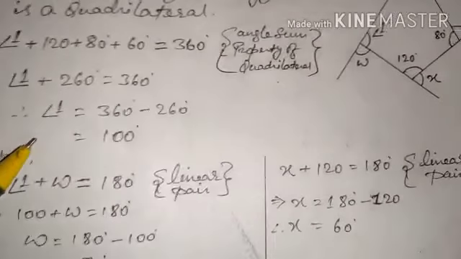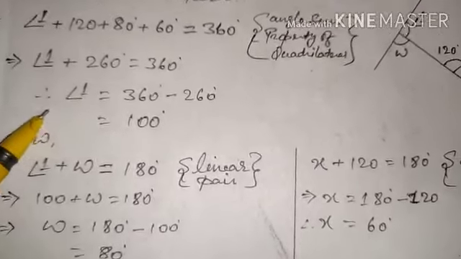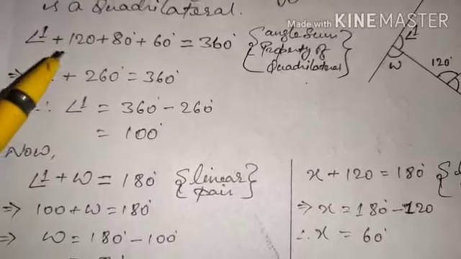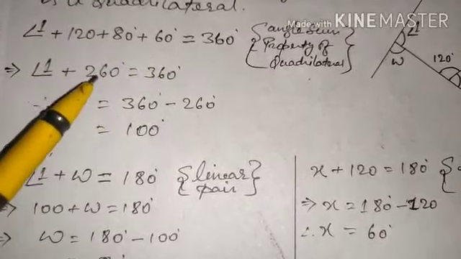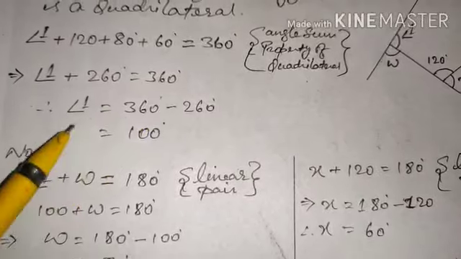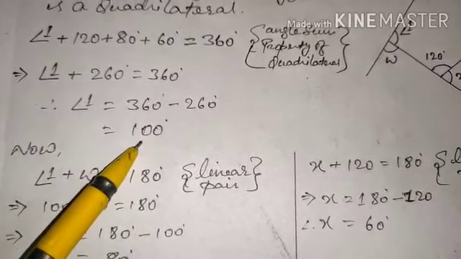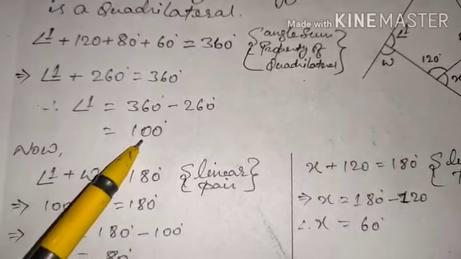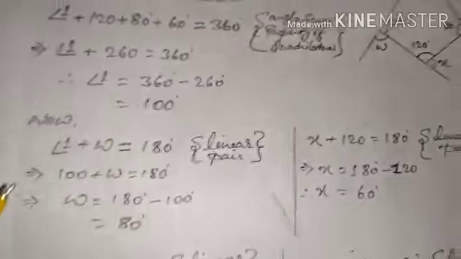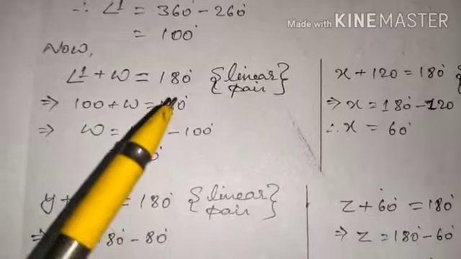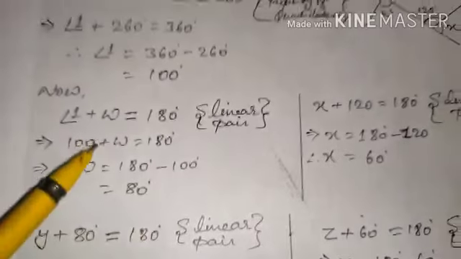Okay, now moving on, see here. So angle 1 plus, adding all this, we'll get 260 is equal to 360. So angle 1 is equal to 360 minus 260, that is 100 degrees. So it is very easy for you all to understand, no issues. So angle 1 value we had got. Now move on. So angle 1 plus w is equal to 180 degrees, that is linear pair. Why, how is it happening?